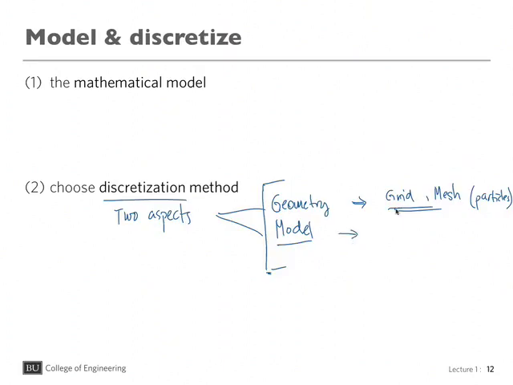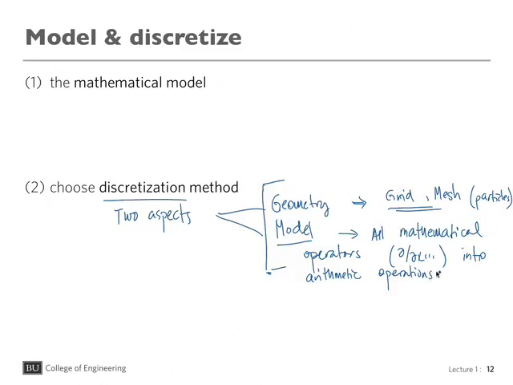In this part, basically, all we want is to convert all the mathematical operators, d/dx and so on, to be transformed into arithmetic operations on the grid values, on the grid points. Okay, so I want to change these continuum operators into arithmetic operators, finite operators.